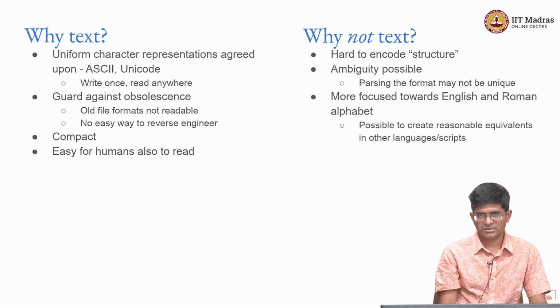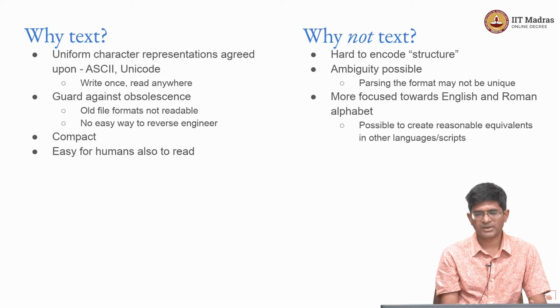So what are the reasons for going for this kind of approach? The uniform character representations have already been agreed upon. So there are standard representations for ASCII, for Unicode, which allows us to pretty much represent any character that we have using some display. Okay, but there is no Unicode for showing that something is bold, for example, because that's not part of a character encoding. That's part of a styling.